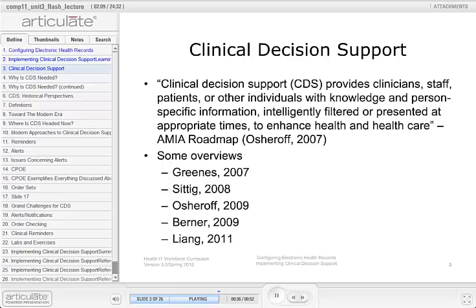Clinical decision support systems provide information support to the clinician at the point of care, and may be used pre-diagnosis, at the time of diagnosis, or post-diagnosis to improve the quality of care and promote patient safety.